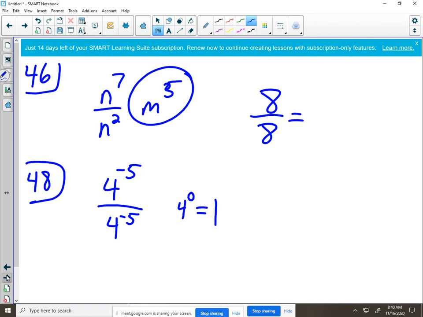8 over 8 is a fancy 1. Are these exactly the same thing over exactly the same thing? Yeah. So we can realize if you have exactly the same thing over exactly the same thing, it is a fancy 1. Way to work it out with negative 5 minus a negative 5, 4 to the 0 and 1. I'm just showing you a way to double check what we did there. So very good job, Christine. That was probably one of the trickiest ones in that section.